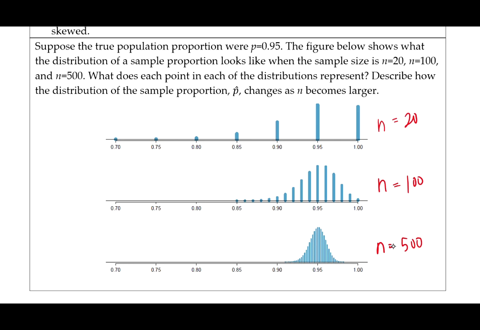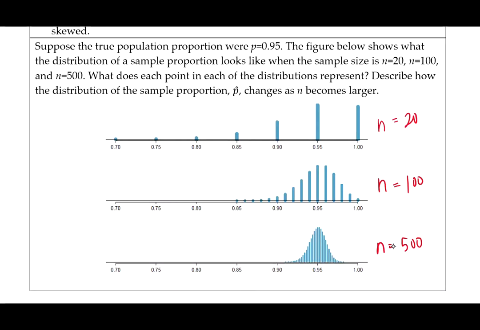For example, there were very few sample proportions of 0.7, but lots that were at 0.95, which makes sense. If the true population proportion is 0.95, then we should get samples that are close to that most of the time. Notice that as our sample size increases, a few things change. First of all, we have less space between those stacks of points, because there are more possibilities as we increase our sample size for what we could get for the sample proportion.